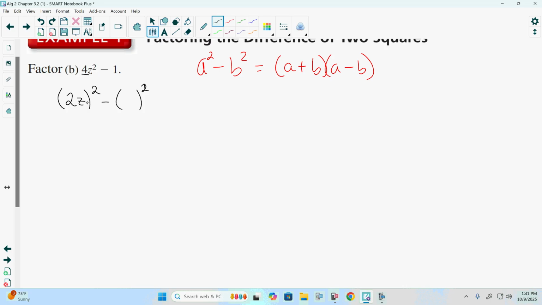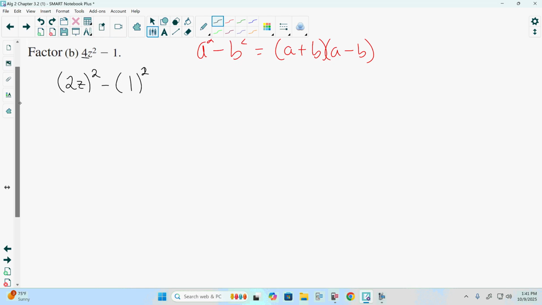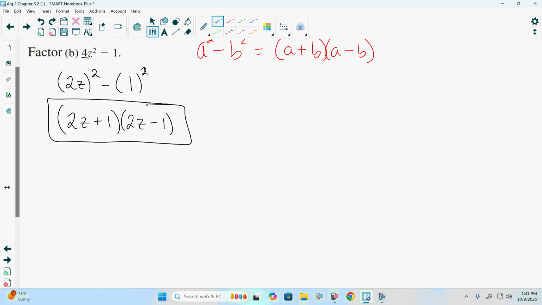Now we need to figure out what times itself is 1. 1, because 1 times 1 is 1. So this here is a difference of perfect squares, and we can factor it in the form of a plus b times a minus b. A in our case is 2z. So we'd say 2z plus 1 times 2z minus 1. That's it.